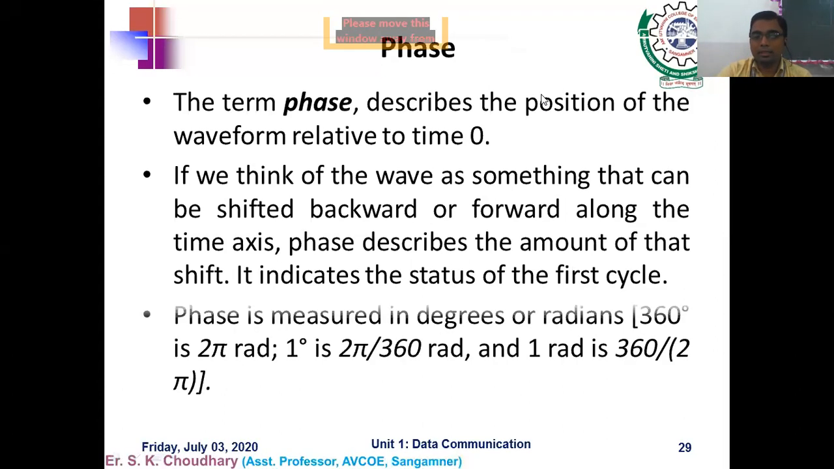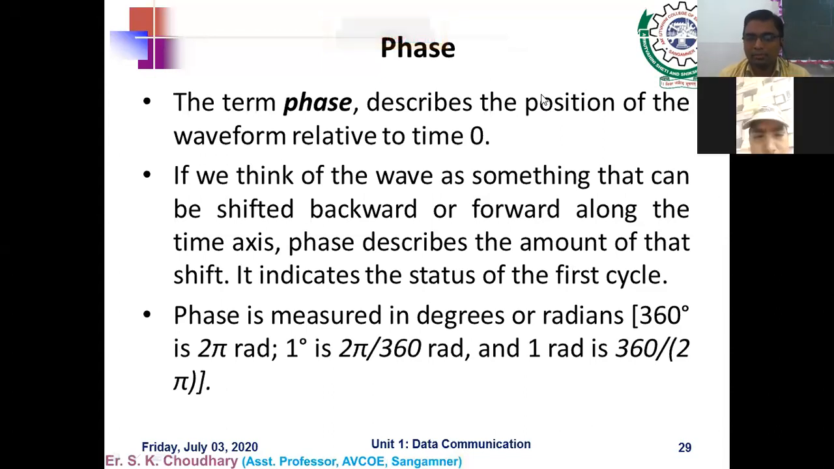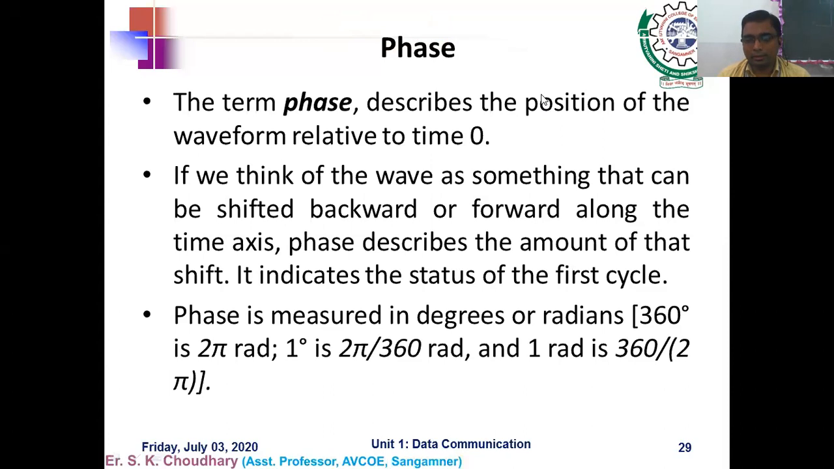Okay. Now, phase describes the amount of that shift, means it indicates the status of the first cycle. Phase can be measured in degrees or radians, and we have to know the relationship between them. 360 degrees is equivalent to 2 pi radians, 1 degree is equivalent to 2 pi upon 360 radian, or 1 radian is equivalent to 360 by 2 pi degrees. These are the mathematical relationships between degree and radian.